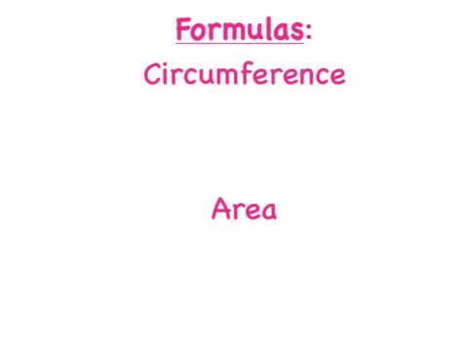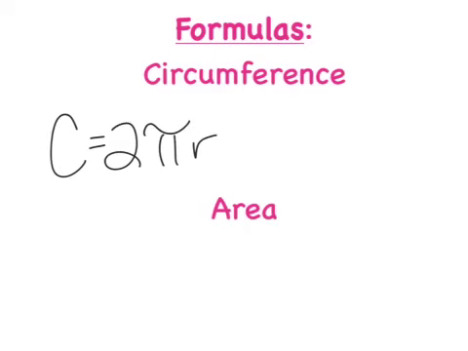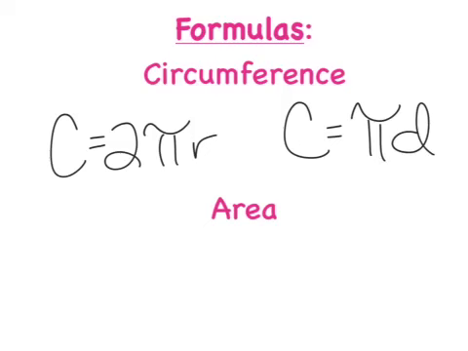First thing I want to go over is the formulas for circumference and area, which are the three formulas we're going to be using today. Remember, circumference has two formulas we can use. It is C equals 2 pi r, and that's what we use when they give us the radius, but sometimes they give us the diameter, and for that one we're going to use C equals pi d. Easy enough. If they give you the radius, use the one with the r in it. If they give you the diameter, use the one with the d in it.